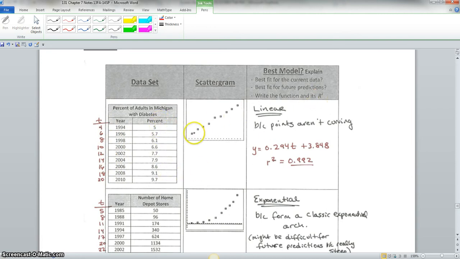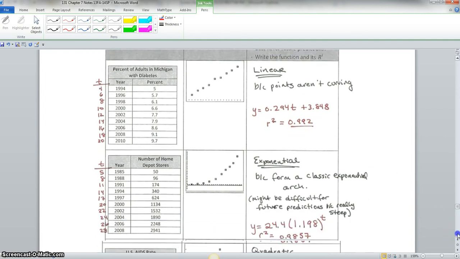And then if you look here at the scattergram, you notice it's more of a linear model. And so it'll be linear because the points aren't curving. They're basically going almost straight. So we will put this into our calculator and get our linear regression, and we also will get our R squared, which will give us 0.992, and that is very, very close to 1.